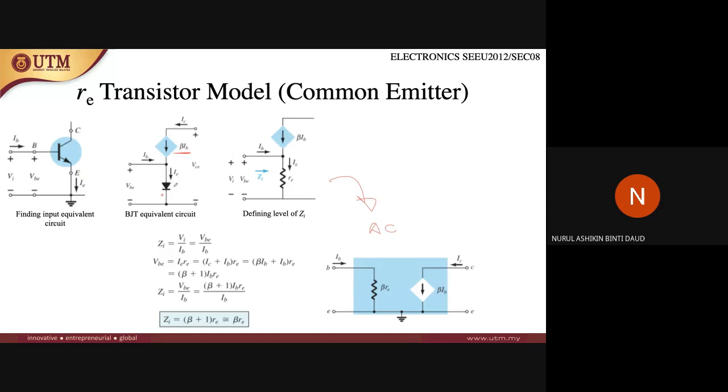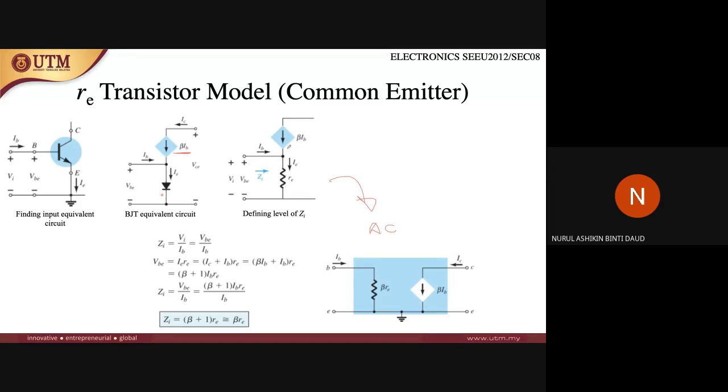And since there is a resistor inside here, so instead of drawing the diode, you can replace the diode with a resistor RE because there is a resistor inside here.